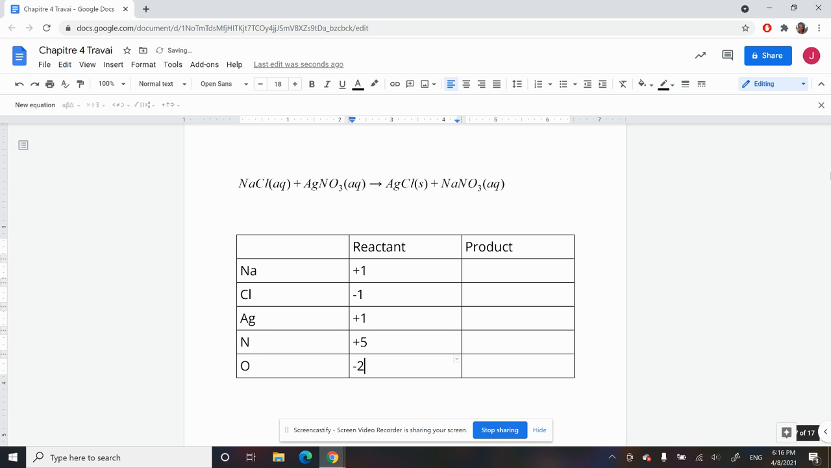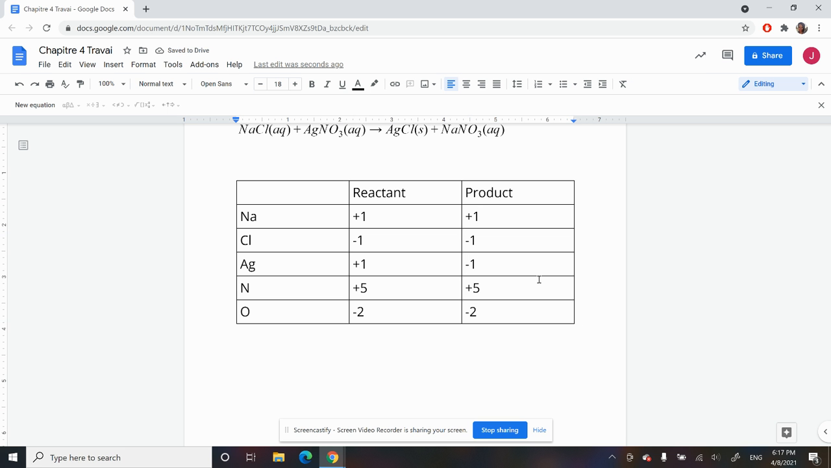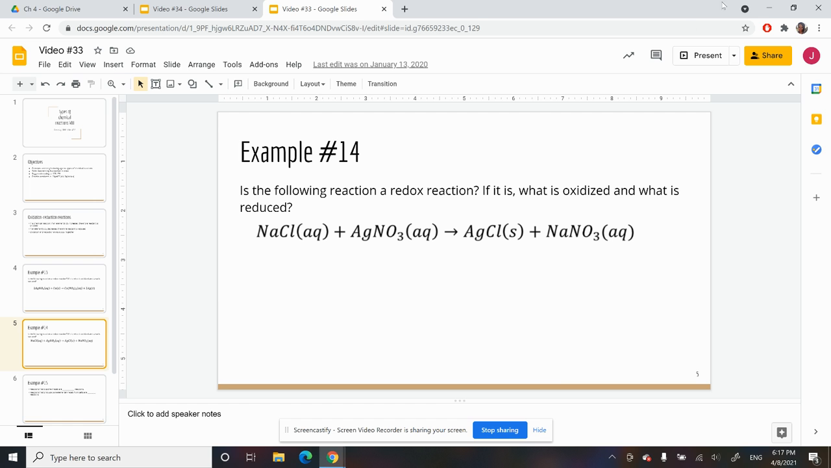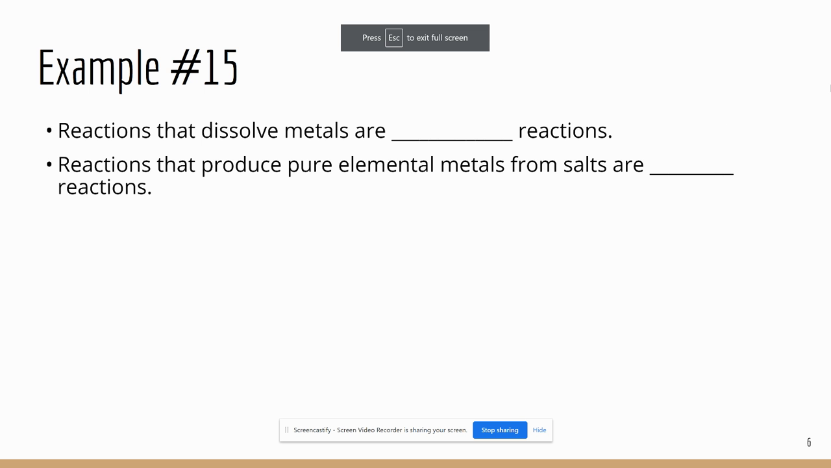I already had AgNO3 for the past one, so there is no need to do it again. NO3 stays together, so I know that those are going to be the same. Here, silver is again +1 because it's paired with something that's -1. And then looking at this, I'm not seeing any sort of change. So no, this is not a redox reaction. Pause here.